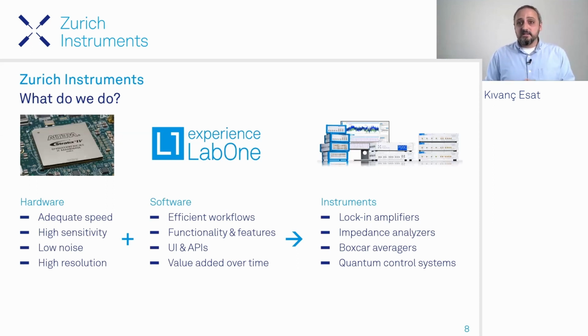And this is where our customers actually save time and do things they cannot do otherwise, or they cannot do as fast. And the best part is we upgrade this software quite often, and the functionality also increases over time. So the value of the instrument also increases over time. By putting these 2 aspects together, we develop instruments such as lock-in amplifiers and impedance analyzers, which we'll be looking into most of the time today. We also provide other instruments, of course, like boxcar averagers and quantum control systems.